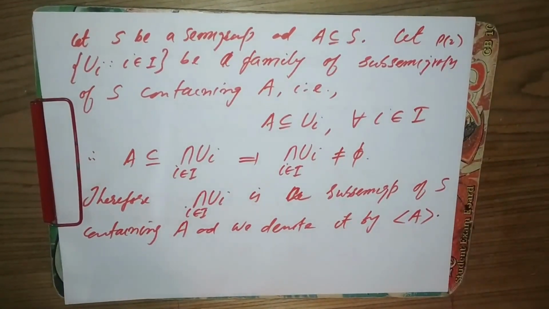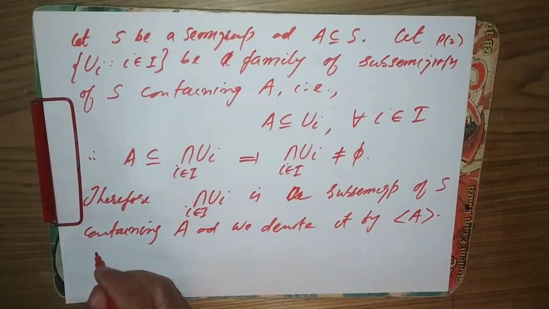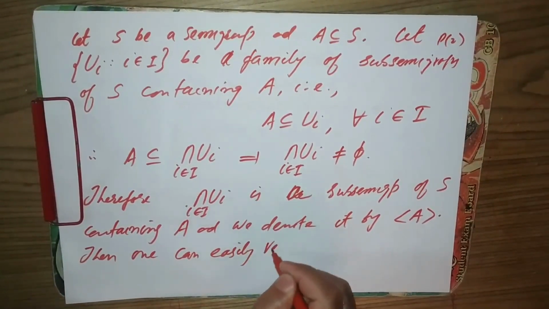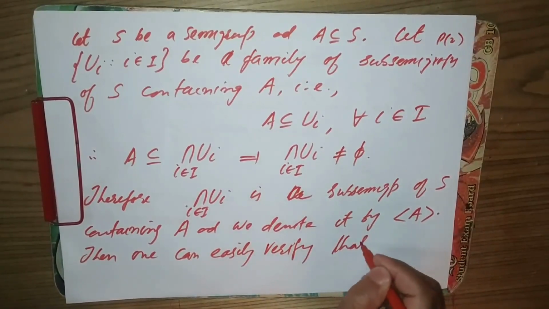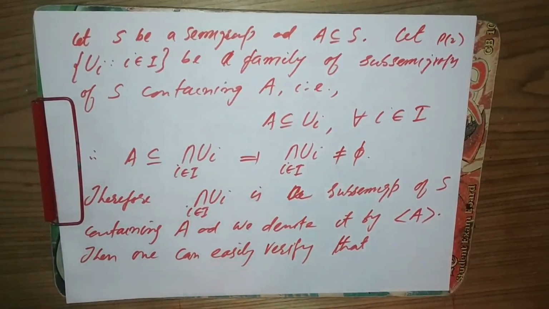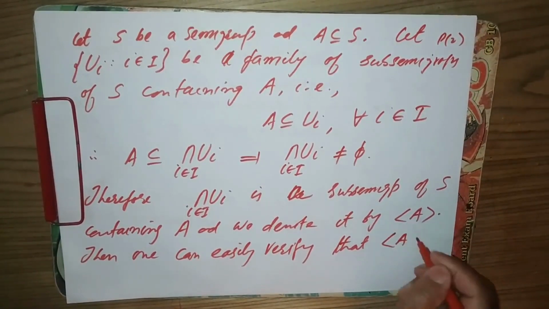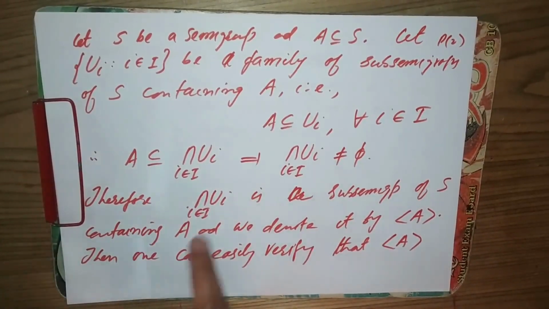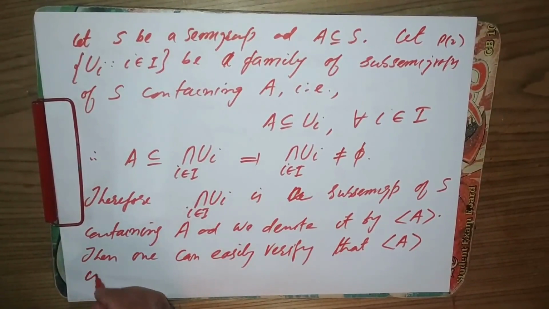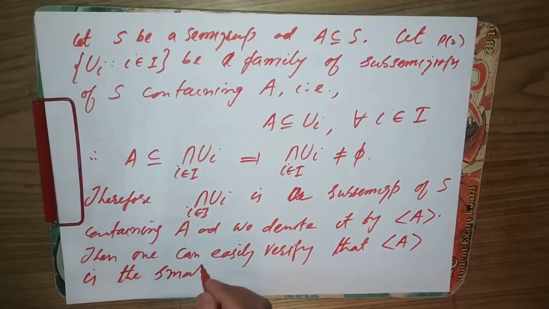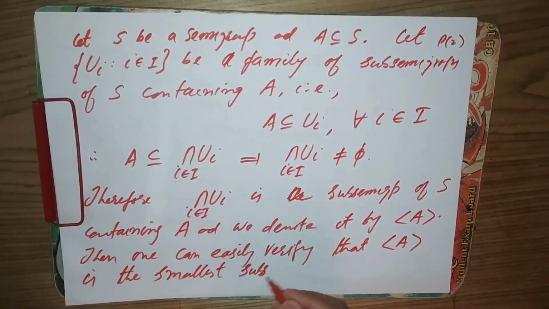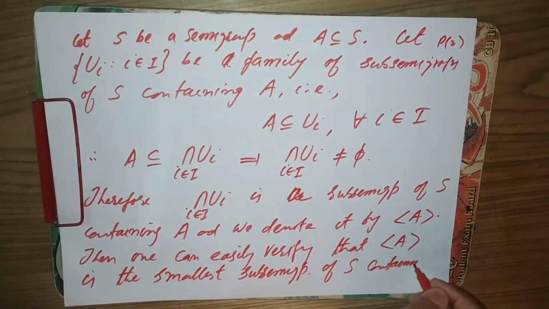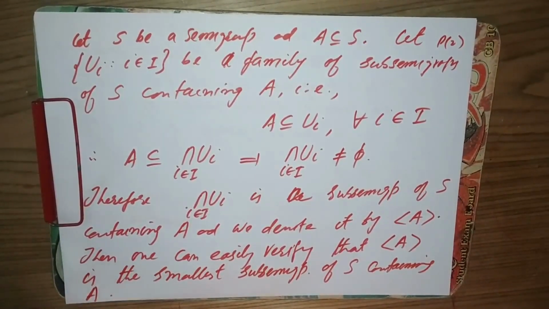Then one can easily verify that this subsemigroup, which is actually the intersection of all subsemigroups of S containing A, is the smallest subsemigroup of S containing A.